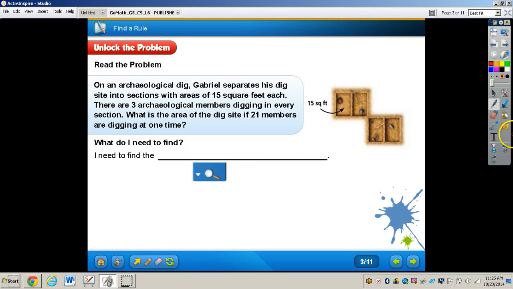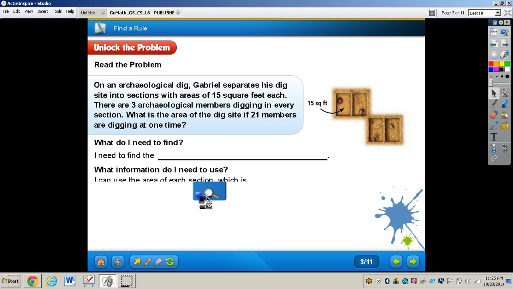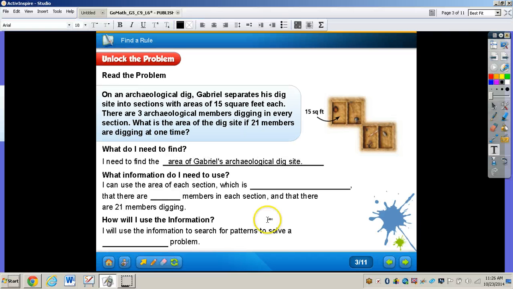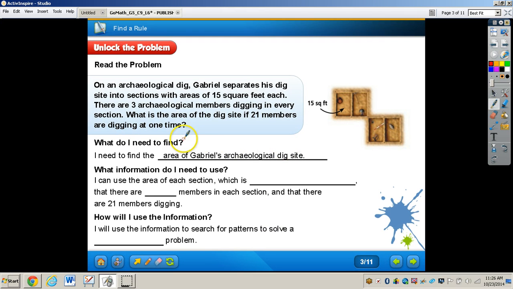Now, a couple things that we need to work through whenever we're looking at word problems. We need to look at what do I need to find, what information do I need to use, and also how will I use that information. Okay, so as far as what I need to find, and with this you just look right at that question, what do you need to find, what is the area of the dig site if 21 members are digging at one time. Okay, so you can see you need to find the area of Gabriel's archaeological dig site.